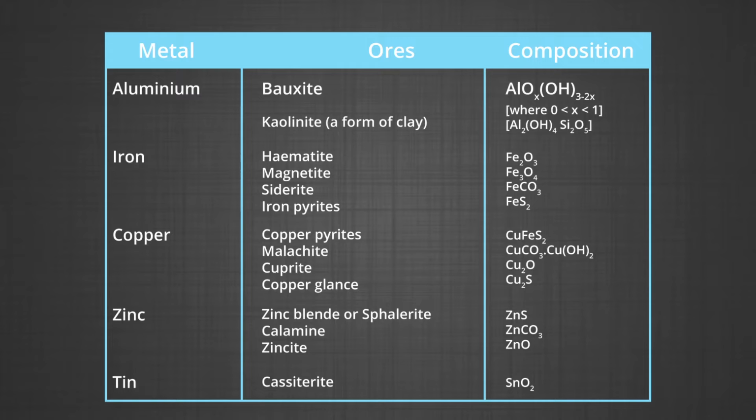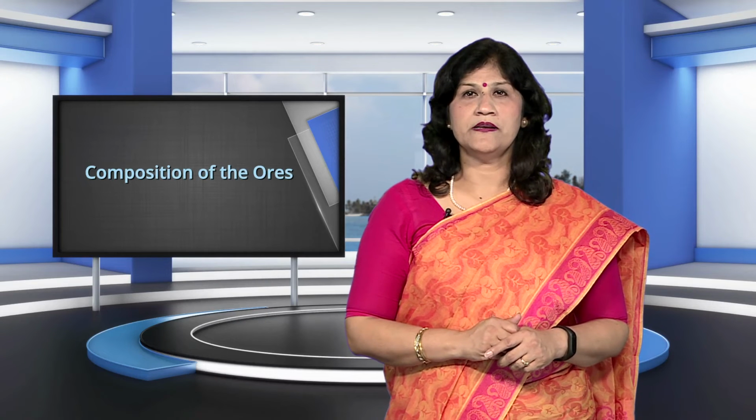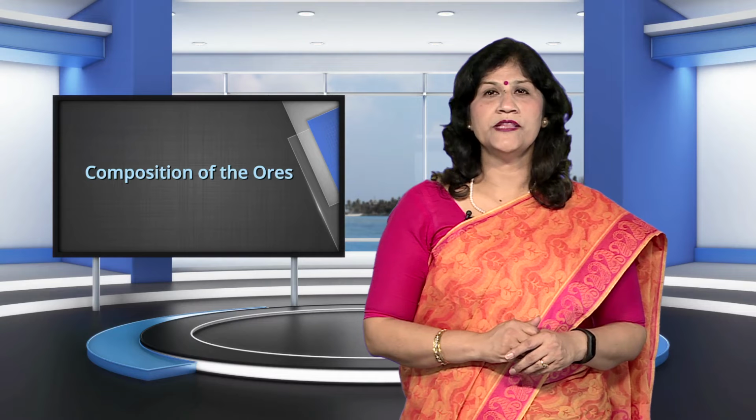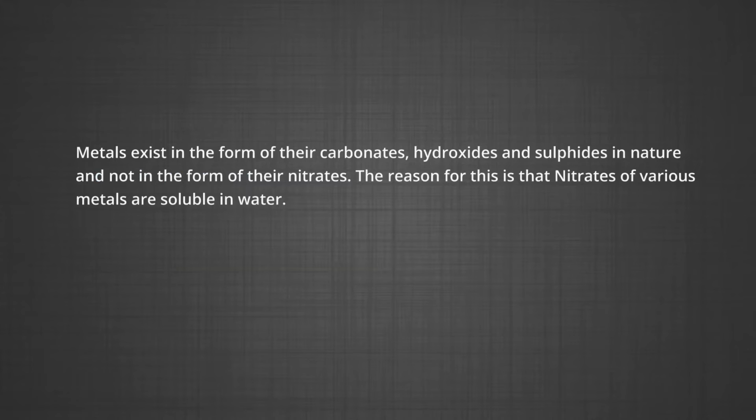For tin, it's cassiterite. There is one interesting observation as we look at the composition of their ores, that is, metals exist in the form of their carbonates, hydroxides, and sulfides in nature and not in the form of nitrates. The reason for this is that nitrates of various metals are soluble in water.